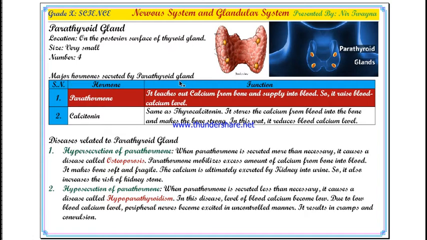Parathyroid glands produce two major hormones, parathormone and calcitonin. Well, calcitonin is the same as thyrocalcitonin, as we have discussed in the thyroid gland. Thyrocalcitonin is secreted by the thyroid gland, calcitonin is secreted by the parathyroid gland, and it has the same function. That means it stores calcium from blood into bone, whereas parathormone is just the opposite. It leaches out calcium from bone and supplies it into blood, so it raises blood calcium level.